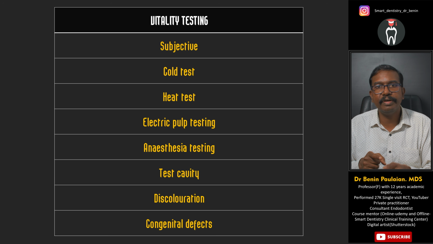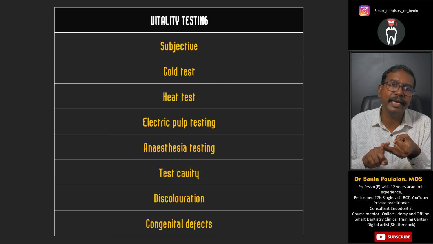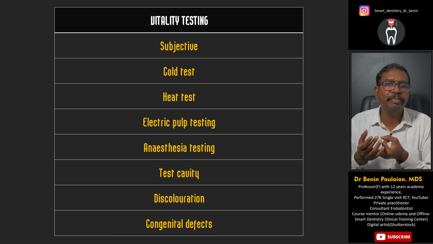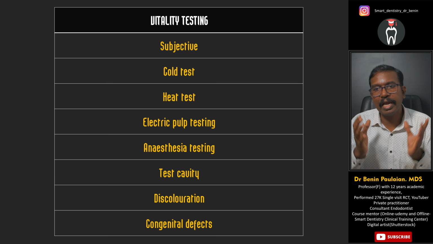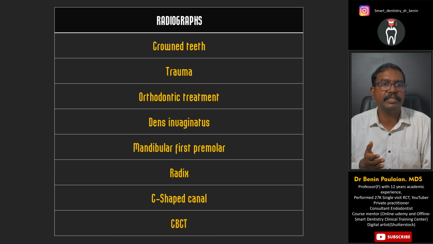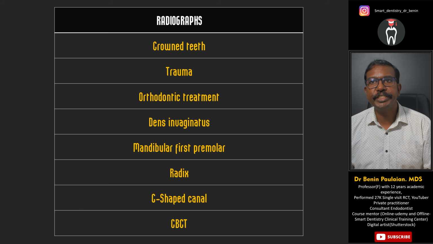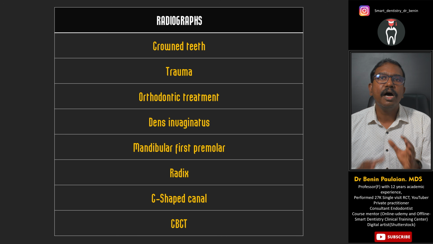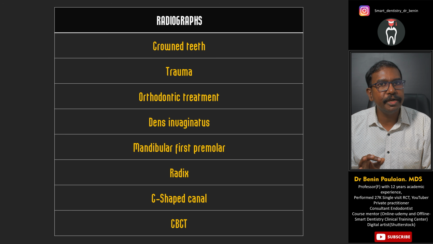And congenital defects like dens invaginatus, radix entomolaris, and maybe a C-shaped canal, we have to always pay attention to these congenital defects. And while doing a radiographic examination, whenever the tooth has a crown, always go for a bite wing radiograph. Never forget to take a bite wing radiograph.